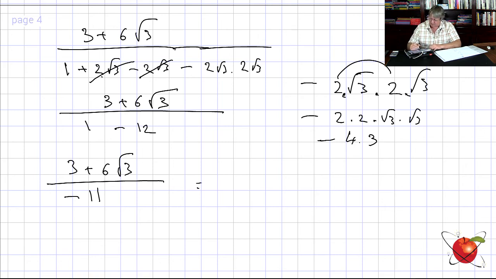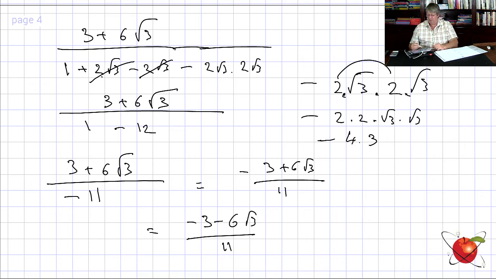This is the same thing as minus 3 plus 6 root 3 over 11, okay? Or it's the same thing as minus 3 minus 6 root 3 over 11, okay? All right, it's exactly the same. All I've done is put the minus on the outside, which actually means minus 1 times that whole lot, right? We don't have a minus sign down at the bottom like that. We put the minus on the outside, or you could change it on the top.